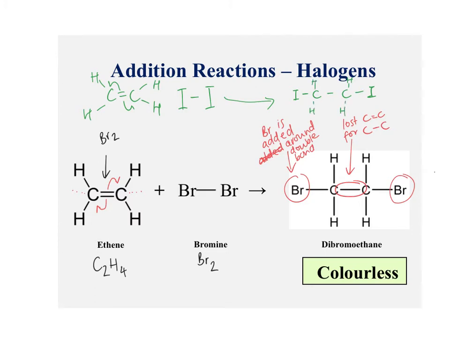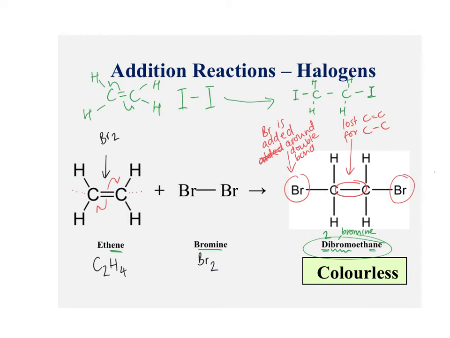Now, I just want to quickly point out this naming. So what we've done is we've taken ethene, E-N-E, that double bond, that alkene, and we've added two lots of bromine to it. So di means two, bromo from the bromine, and this last bit is really important. It's not ethene anymore. Because it hasn't got that double bond, it's ethane.